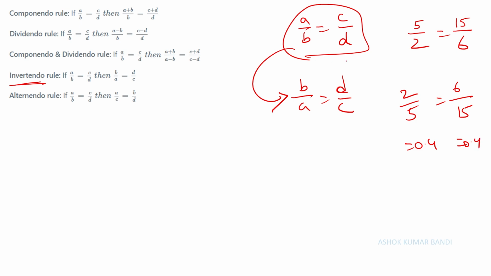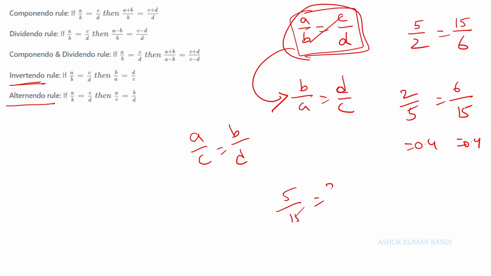So if A by B equal to C by D, then you can also say that B by A equal to D by C. Next one, alternando rule. That means that if A by B is equal to C by D, you can actually interchange these terms. Then A by C will become B by D. We're simply doing cross multiplication. That means 5 by 15 is same as 2 by 6. In both the cases, you are going to get 1 by 3 only.